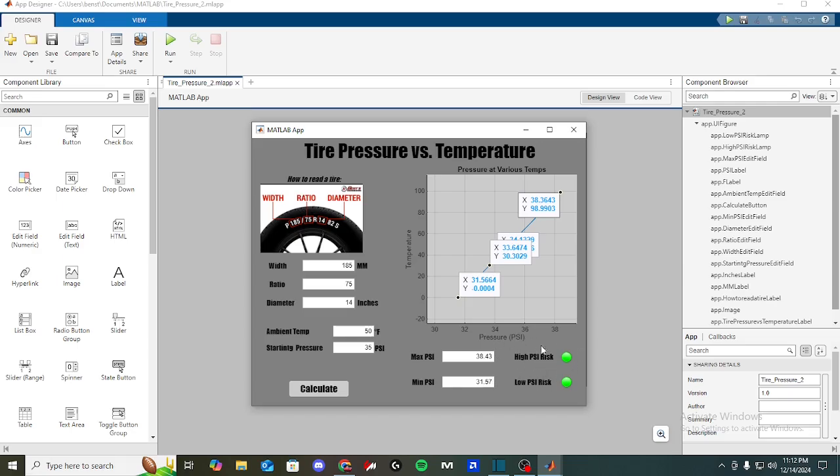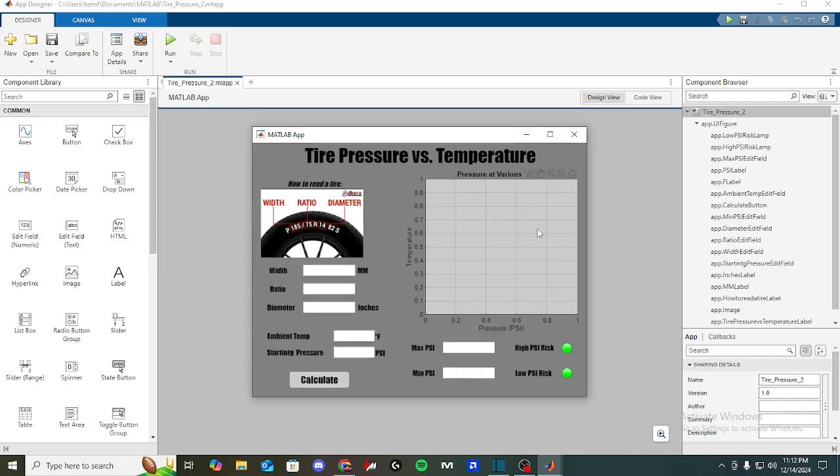And over here we see 2 lights. We have a high psi risk and a low psi risk. Both of them are green, meaning we are all safe to go. We have not surpassed 50 psi and we have not dropped below 20. The reason we put those in there is because above 50 you could risk a tire blowout, and below 20 you could risk a debead or a sidewall puncture.